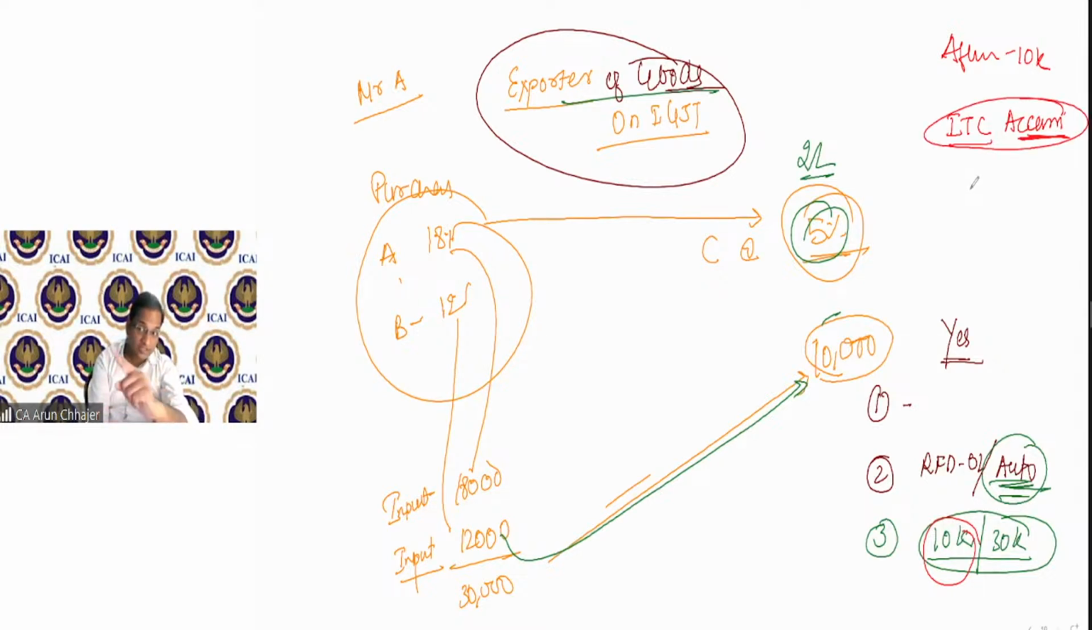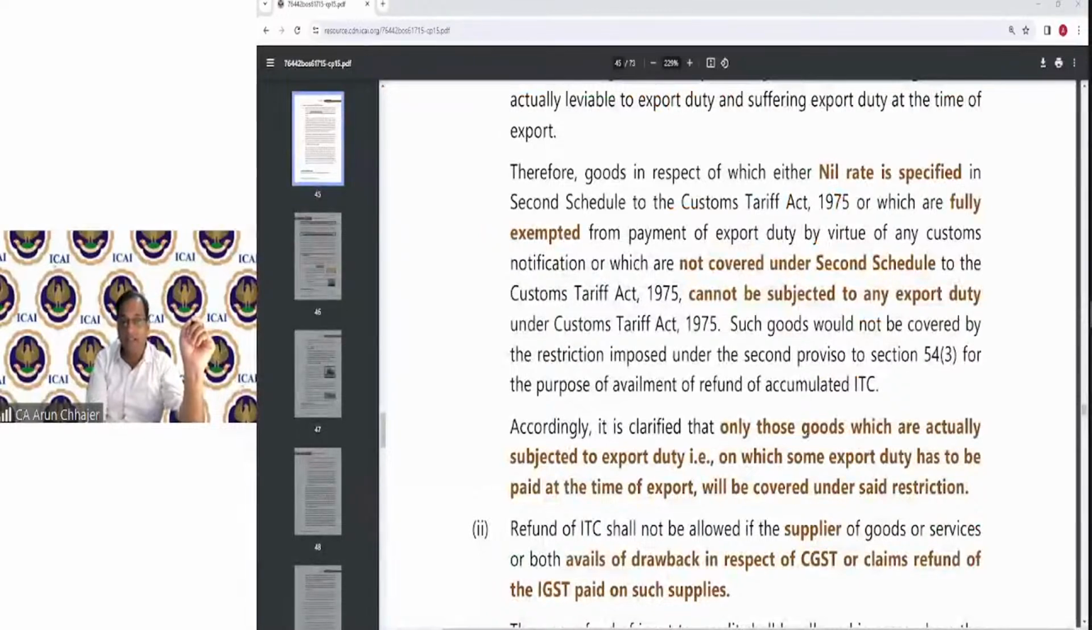Whether he has still the balance in the ITC ledger? He has no stock. Everything has been used. क्या उसके पास अभी भी accumulated ITC है? Answer is yes, to the extent of 20,000. Can he apply the refund of 20,000 because of the inverted duty? The answer would be no.